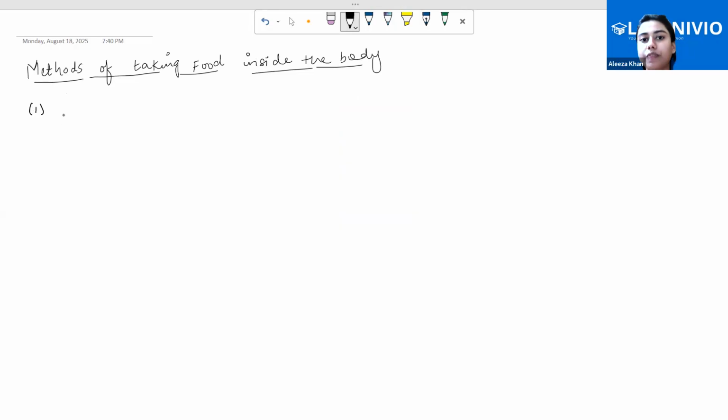first of all, the first mode of taking food is ingestion, by chewing. Whenever you take food into your mouth, you have the teeth for chewing. So chewing involves biting. Whenever you are taking a food particle in your mouth, you are biting it with the teeth. Yes or no?